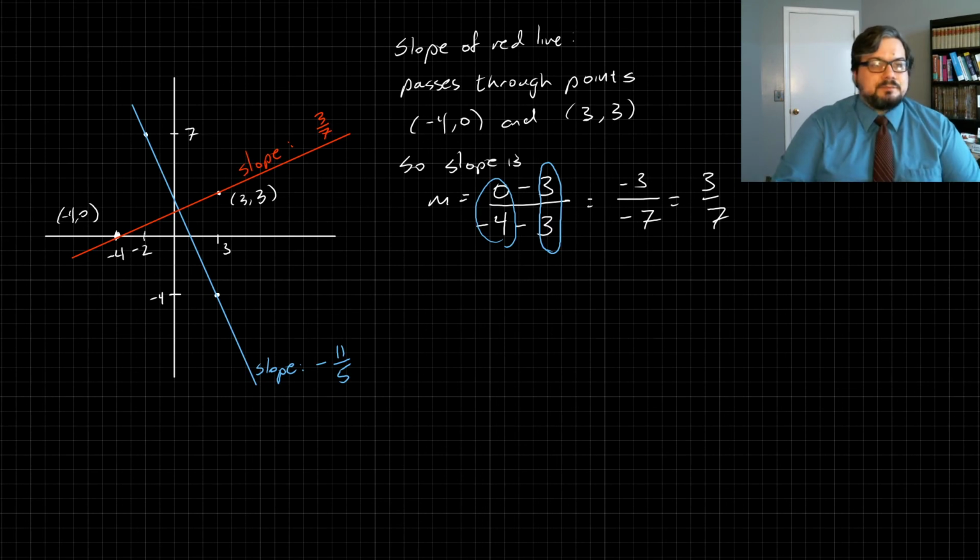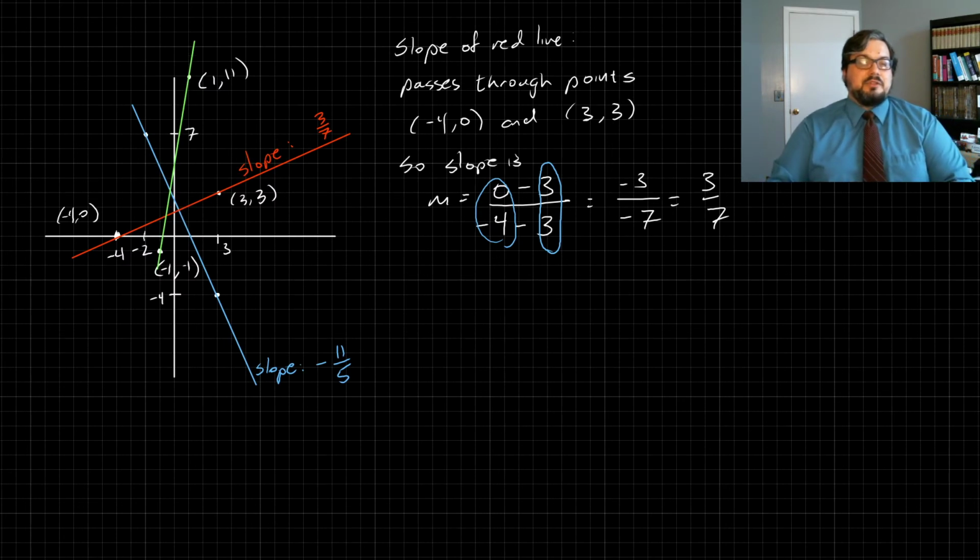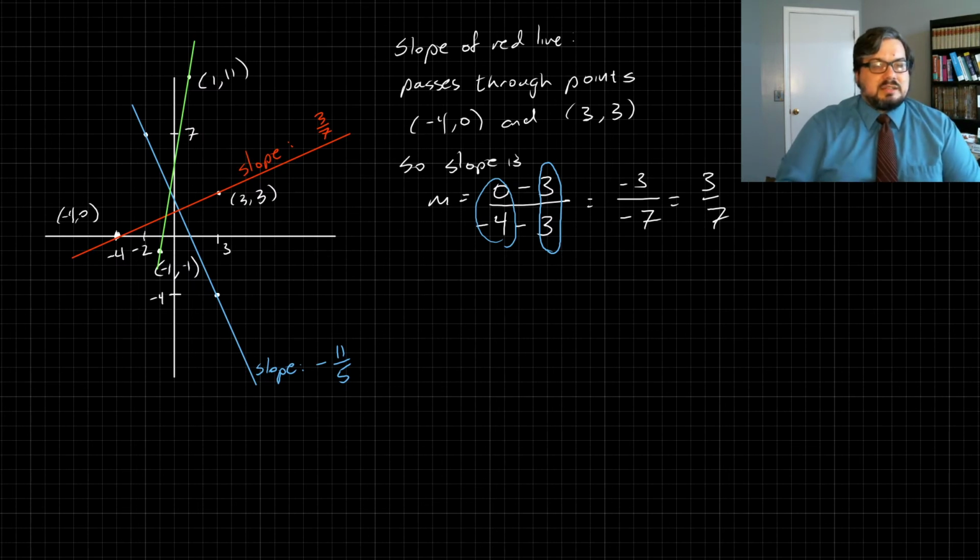Let's do a couple more. Let's take -1 comma -1, and let's make a really steep one. Let's take the point 1 comma 11. Now this line is really steep, the green one. So let's calculate its slope.